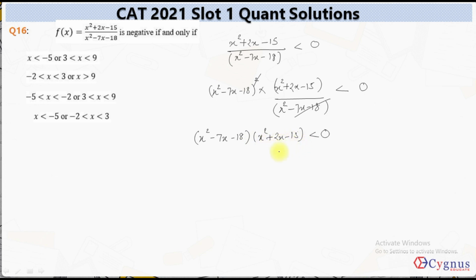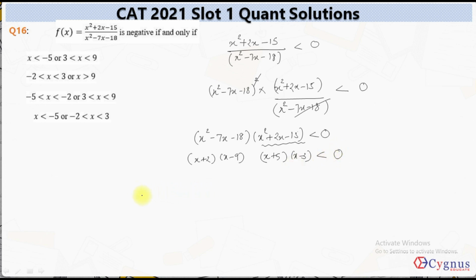So what are the factors here? When you simplify this, if you try to find the factors of x square plus 2x minus 15, what do you get? x plus 5 and x minus 3. And what are the factors for the other one? You get x plus 2 and x minus 9. The product of these four terms should be less than 0.